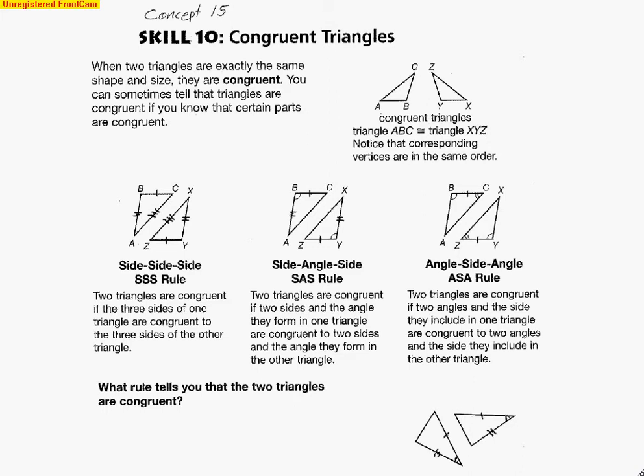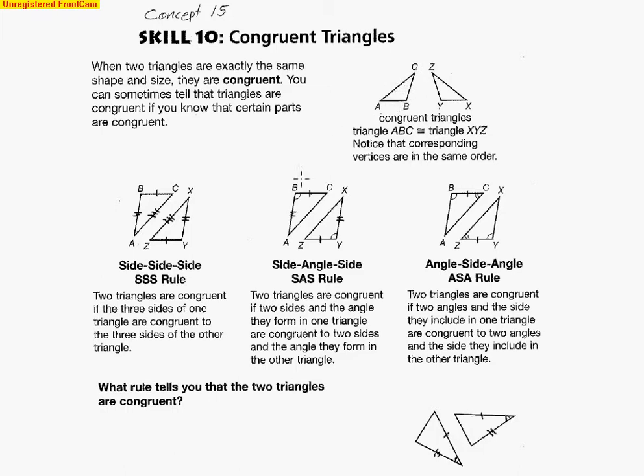This is the tutorial for Concept 15, Skill 10. And so what we're looking at here are congruent triangles. Congruent triangles are ones with the same shape and size. You can tell that triangles are congruent by not looking at all their different parts, but just looking at a few. If we take a look at a triangle, we've got 3 sides and 3 angles. So there's 6 components that need to make this congruent.